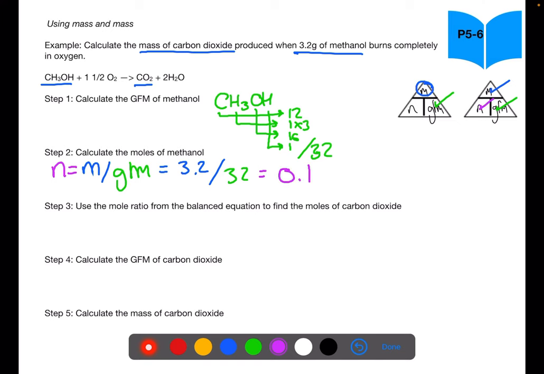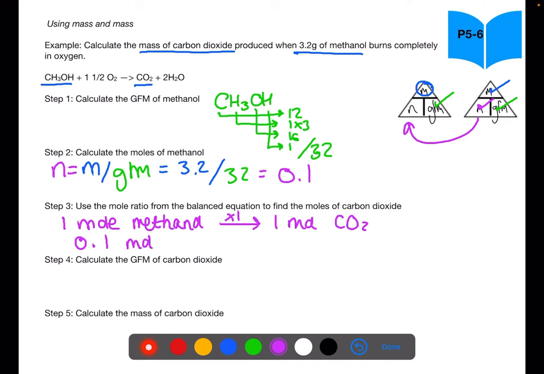We can see now that we have this number of moles. We cannot straight away bring this over to the other triangle. We need to have a look at the mole ratio first. If we look at the mole ratio in the balanced equation, if we had one full mole of methanol, then we would produce one mole of carbon dioxide. This means that we have a 1-to-1 ratio. We are only using 0.1 moles of methanol, which means that we can only produce 0.1 moles of carbon dioxide.